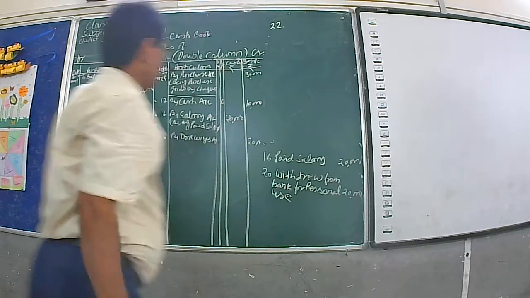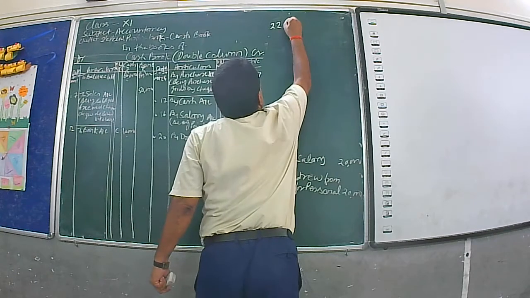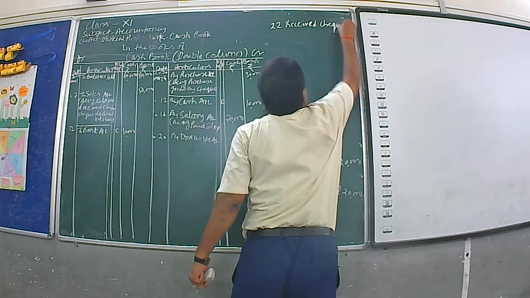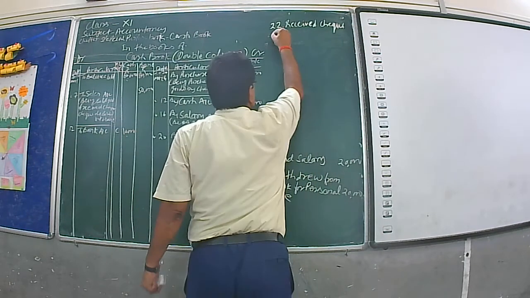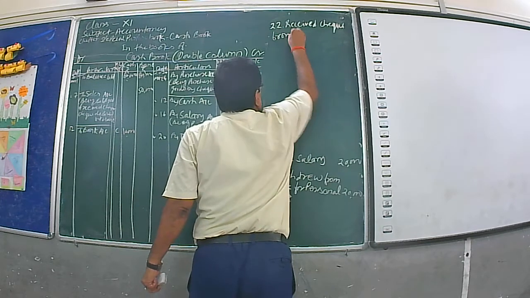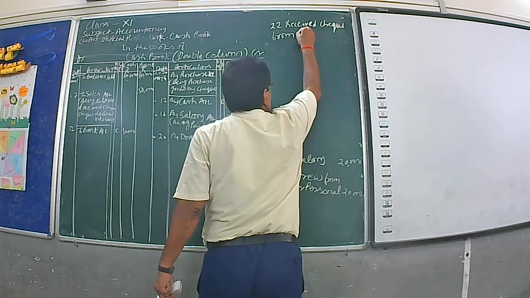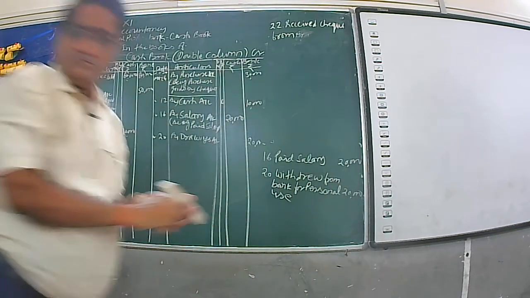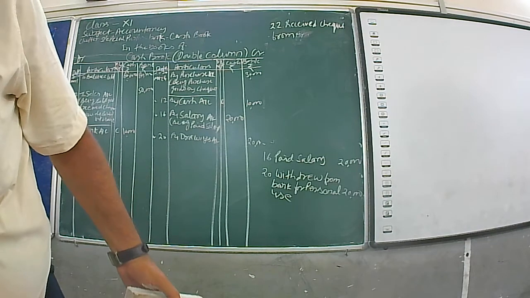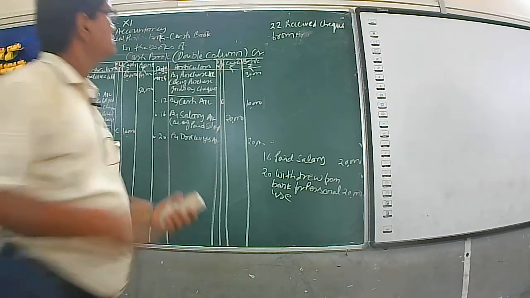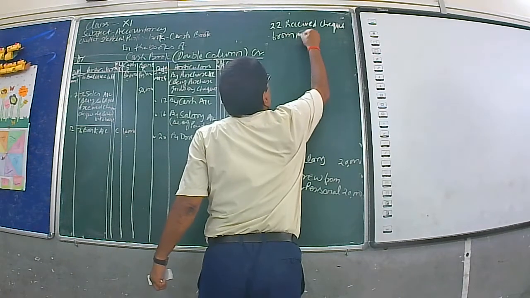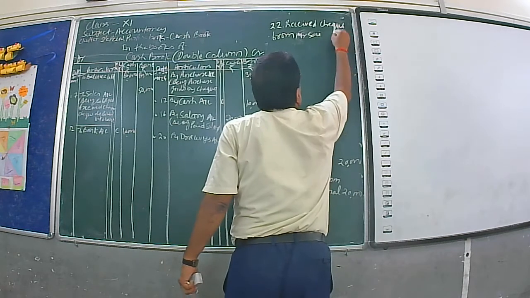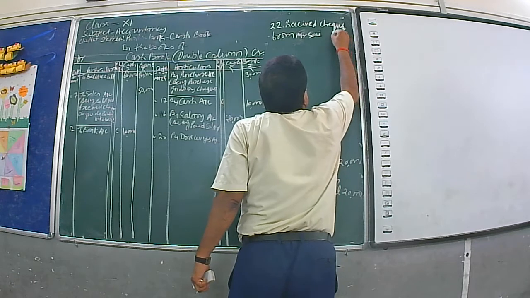Next, 22. Received check from Mr. Sony, rupees 40,000.